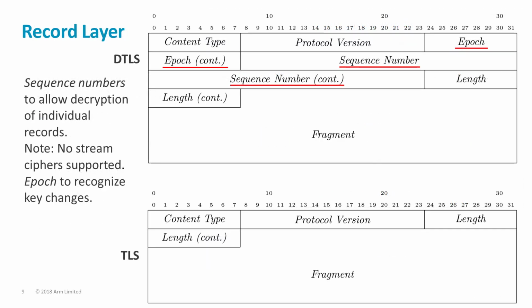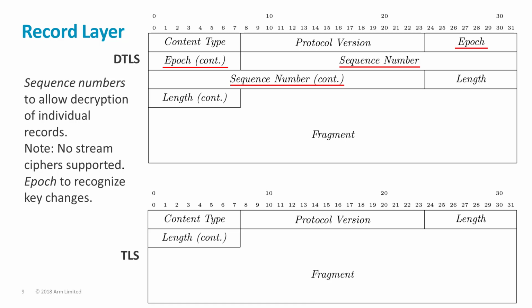Unfortunately, it's not possible to just take the payloads defined in the TLS specification and put them into a UDP datagram. A few adjustments have to be made. Starting with the record layer, two fields had to be added, namely the epoch and the sequence number field. The two figures show the differences between the DTLS and the TLS record layer headers. Since datagrams may get reordered and protocols like UDP do not offer reordering capabilities, a sequence number had to be added. This allows decryption of individual records.